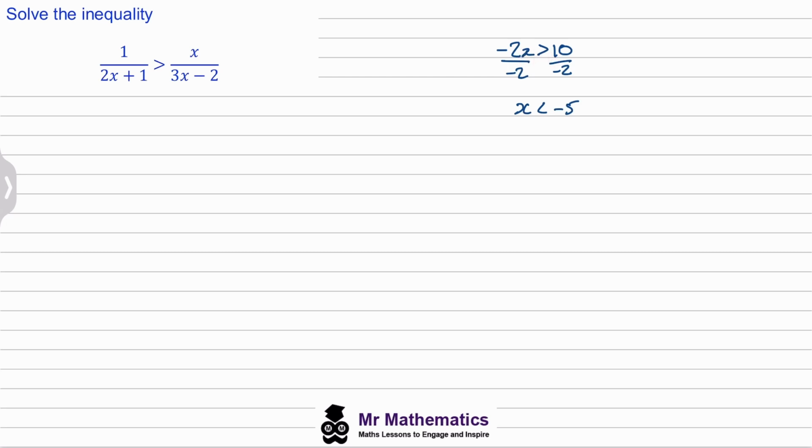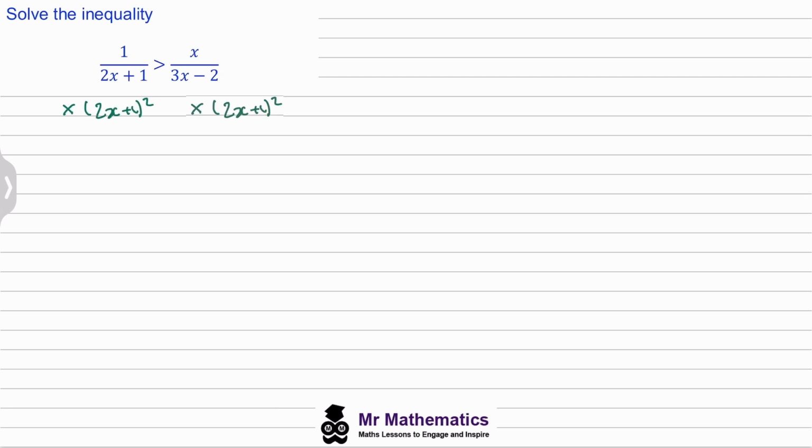The problem we have with this one is that we don't know if 2x plus 1 is a positive or a negative. So we can't just multiply both by 2x plus 1, because if it's negative, we would have to flip the sign, and if it's positive, we wouldn't have to flip it. So what we do is we multiply both sides by a positive that will cancel with the 2x plus 1. So we multiply both sides by 2x plus 1 squared.